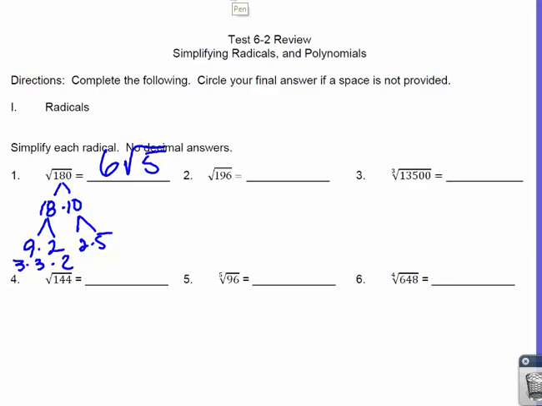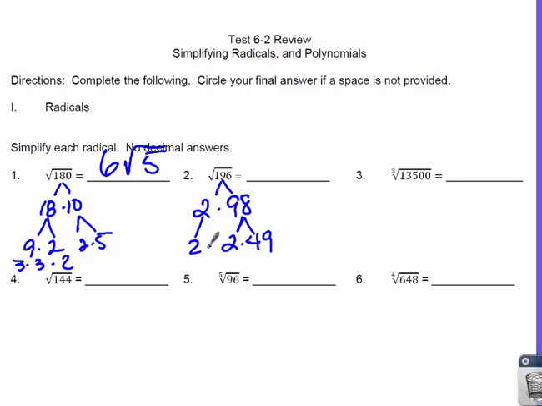Now, 196, well, I don't know right off the top of my head what will go into 196, but I do know that 196 is an even number, so I could divide that by 2. And if I divide it by 2, I end up with 98 times 2, okay? Well, my 98, again, I don't have in my mind a number that will give me 98, so I just divide it by 2 again, okay? And I find out that 98 divided by 2 gives me 49, okay? And then I bring this 2 down.